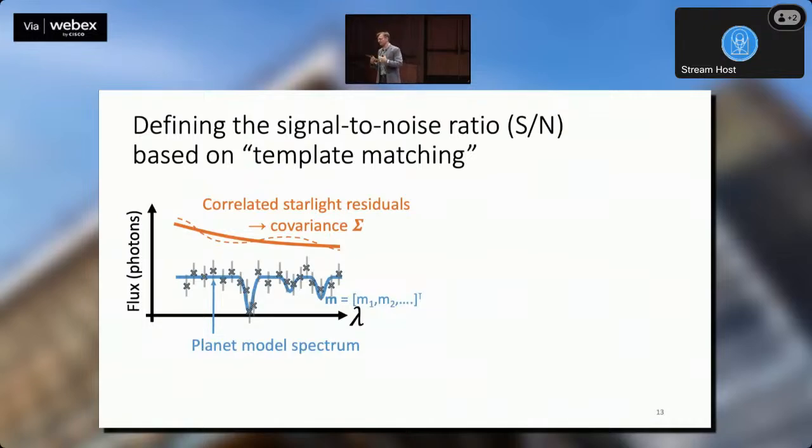So what we need to do first is define a signal-to-noise ratio that accounts for all those caveats that I mentioned previously. And I think a nice framework to do this is template matching, or call it matched filtering, or maximum likelihood, all the same things in this context.